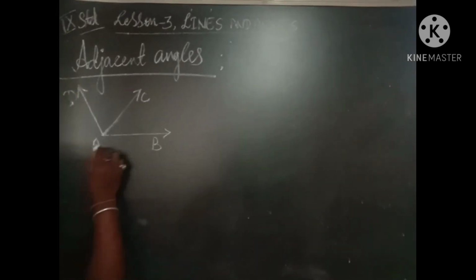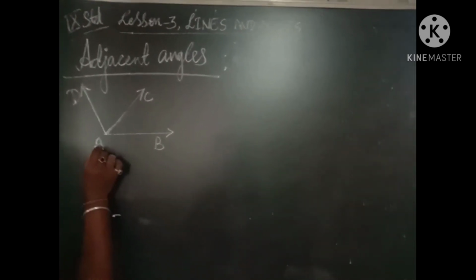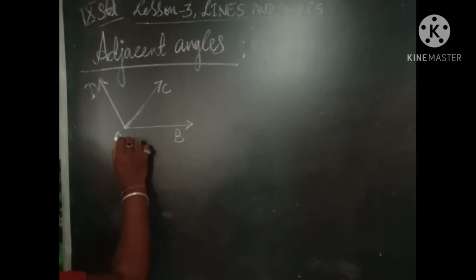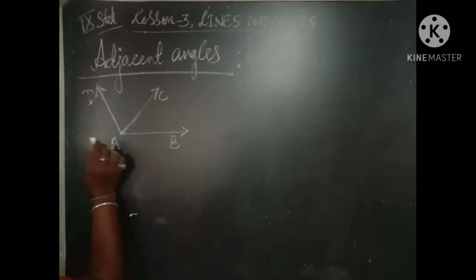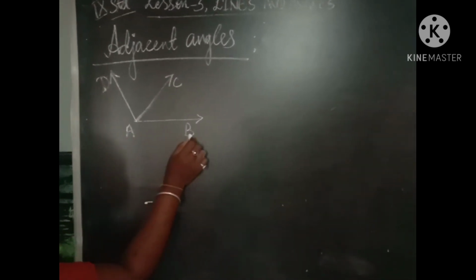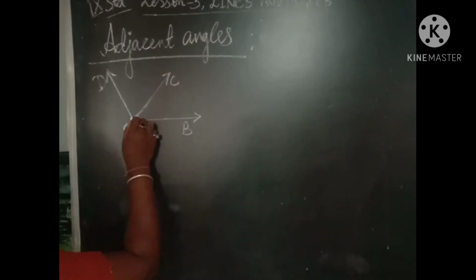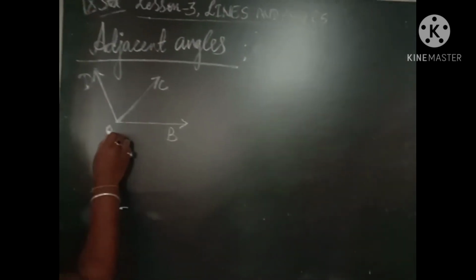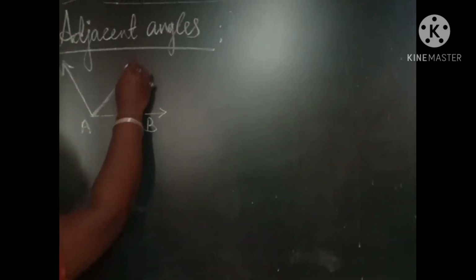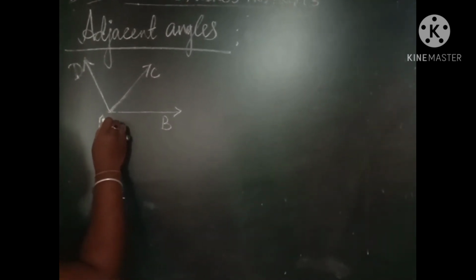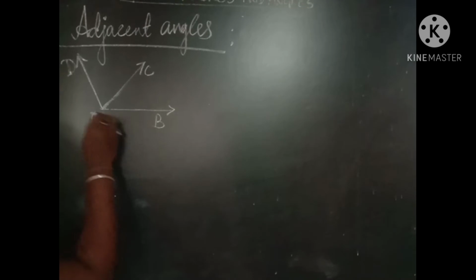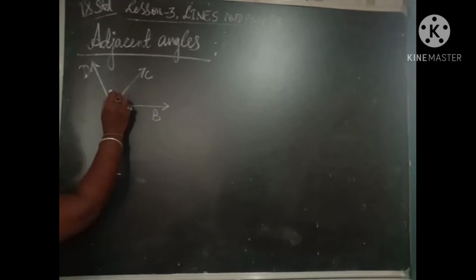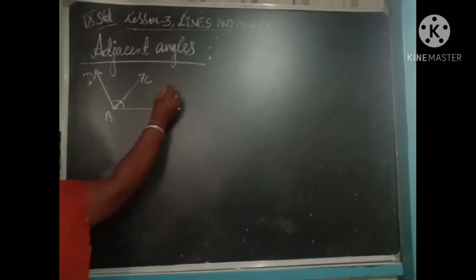Just observe here, once again I am repeating: the common vertex is A, and the common arm is AC. The non-common arms are AD and AB. So if they have a common arm AC, common point A and non-common arms AD and AB, such angles are called adjacent angles.